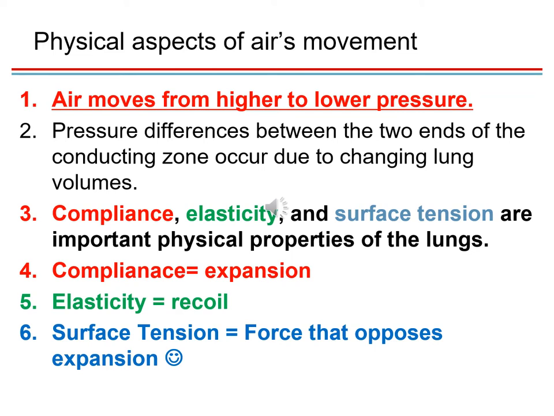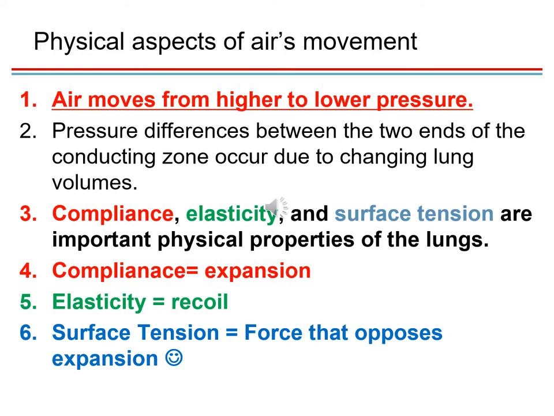Now, what is also important is three characteristics of this respiratory system. One is called compliance, the other is called elasticity, and the other one is surface tension. And these three are physical properties of the lungs: compliance, elasticity, and surface tension.